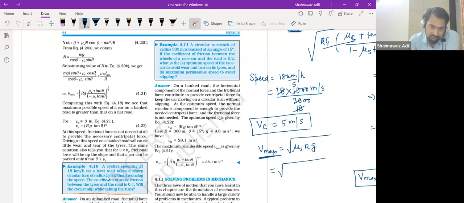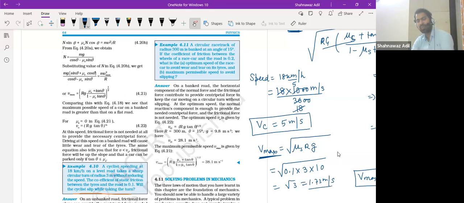Mu s is given, which is 0.1, right? And r is also given, which is 3 meter, and g we know, 10. So this is 10 into 0.1 into 10, and this is 3. Right, so this would be root 3, which is 1.73 meter per second. Right. Yes, sir. So the cyclist should turn with this velocity, right?